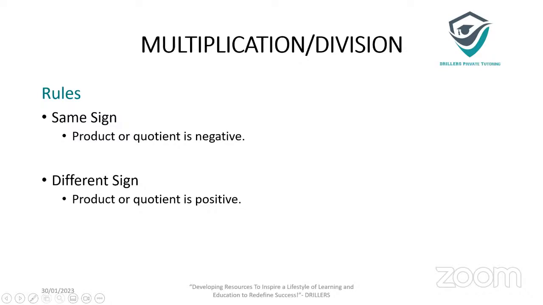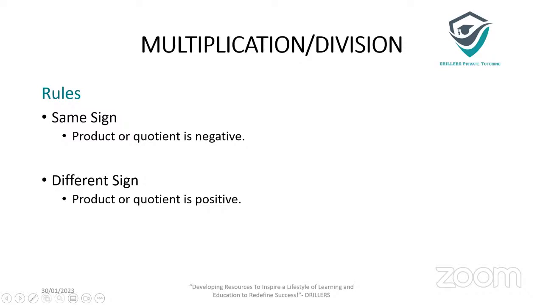The same sign, your product or your quotient. So basically this is just saying your answer. When you multiply, your answer is called the product. When you divide, your answer is called the quotient. So basically product and quotient is just saying whatever answer you get.